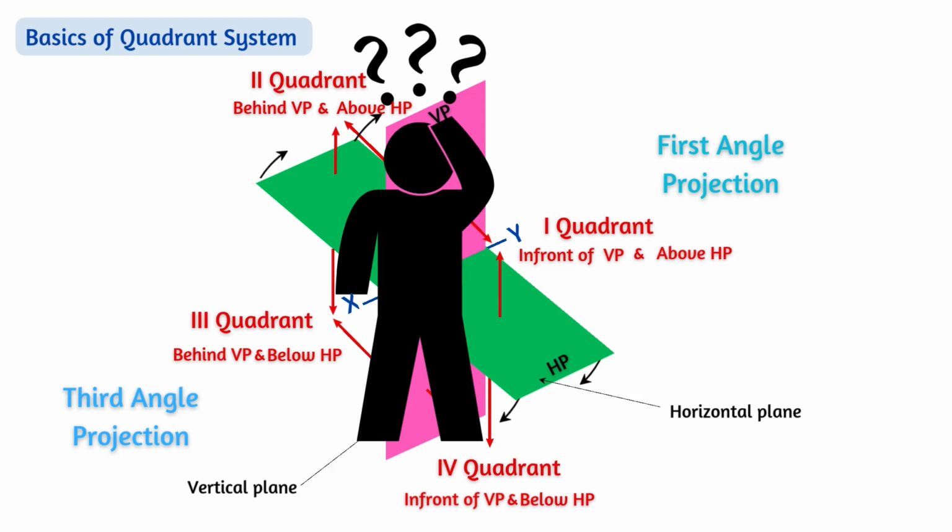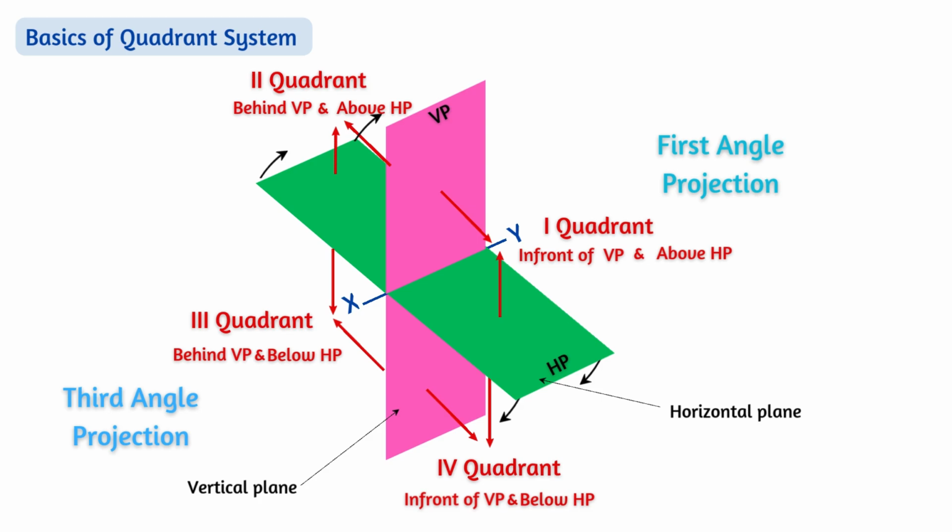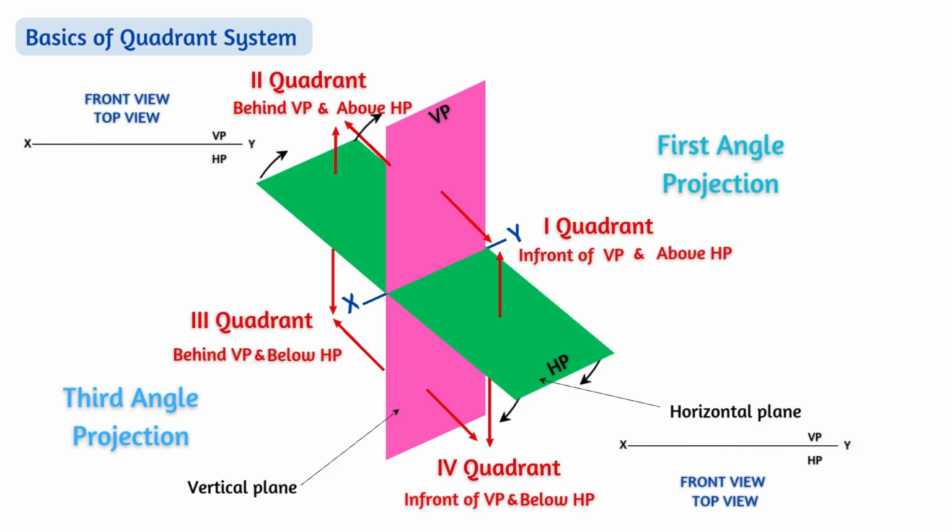You will have a question, why there is no second angle and the fourth angle projections? We know that for obtaining the final drawing, we will rotate the HP at an angle of 90 degree clockwise. In second and fourth quadrant, both the front and the top view will be one over the other. We cannot get the top view and the front view separately. That is why there are no projections called as second and the fourth angle.